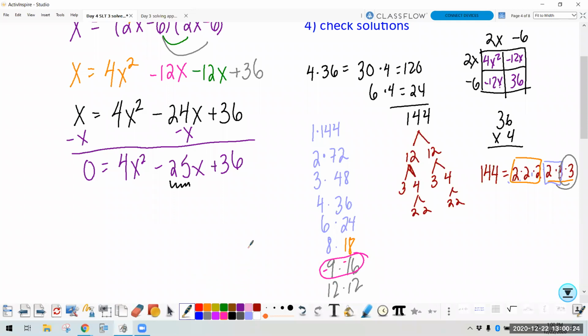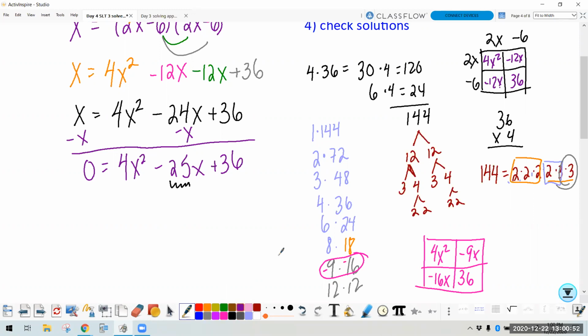So just because A times C is a large number with a lot of choices doesn't mean it's not going to factor. All right. I'll do my box method over here. We got 4x squared, 36, negative 9x, negative 16x, and none of them are prime.